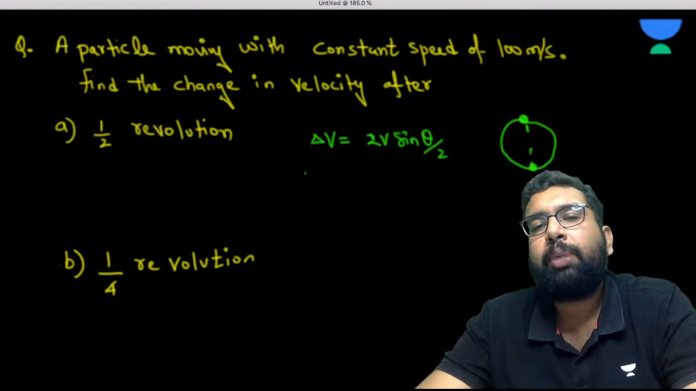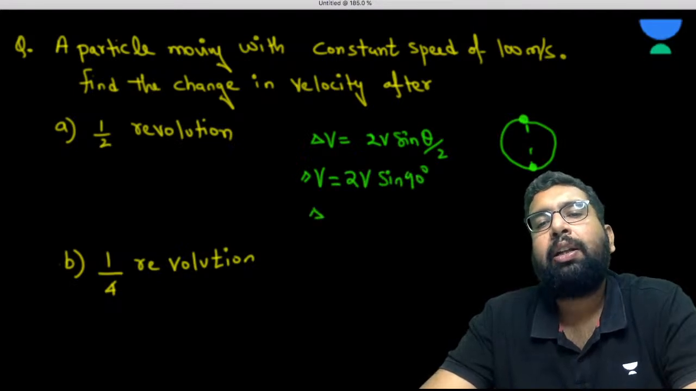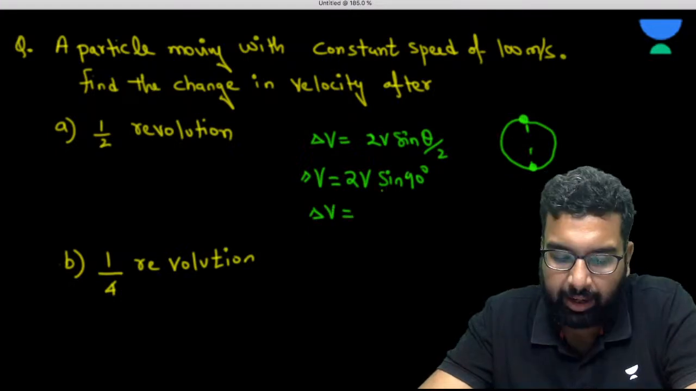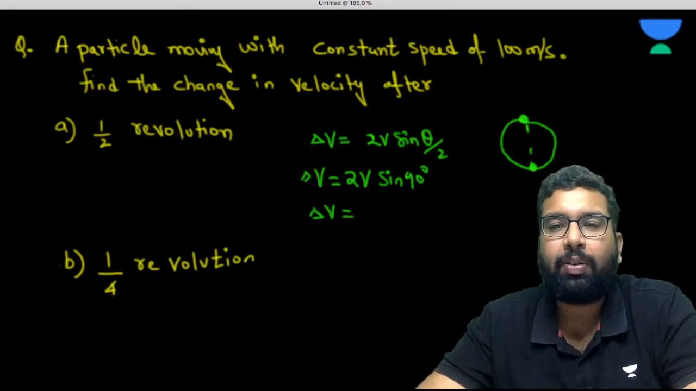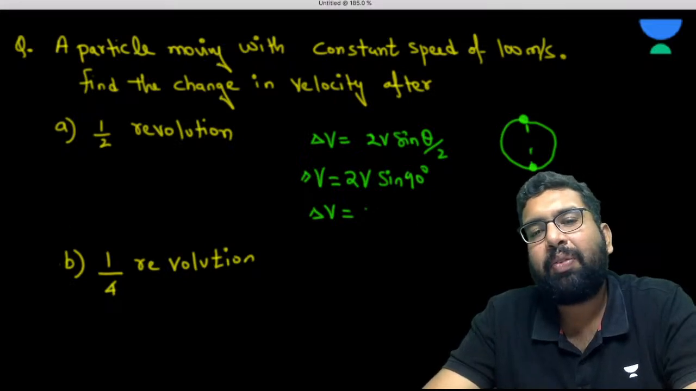So what is going to be the change in velocity in this case? The 2v sine 180 by 2. So sine 180 by 2, that is sine 90 only. So sine 90 is 1. Now the velocity is given to be 100. It could be 150, 200, 500, whatever it is. What is your concern with that? Now 2 into 100, that is 200 meter per second. Right?